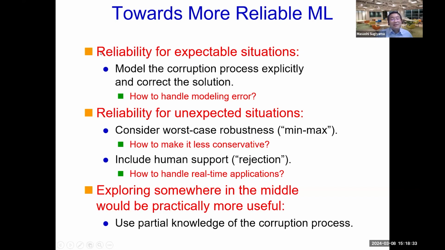But in practice, maybe considering somewhere in between these two, perhaps we have some partial knowledge of the corruption process. Maybe some are correct and some are not, and we want to utilize that. So exploring somewhere in the middle would be practically more useful. And we want to utilize partial knowledge of the corruption process.